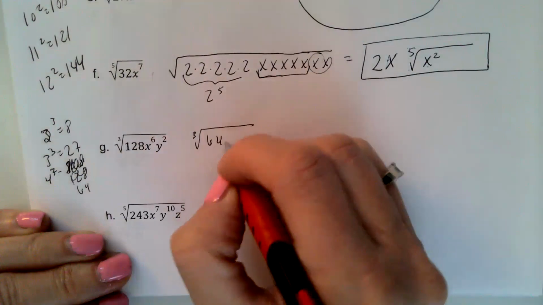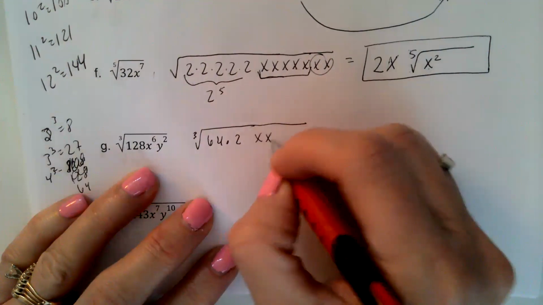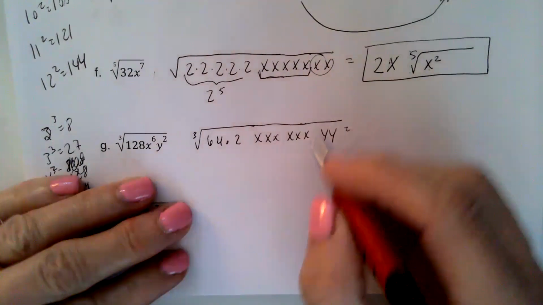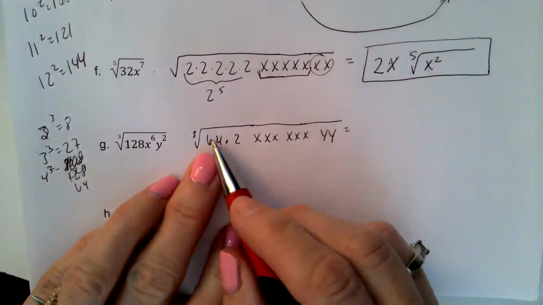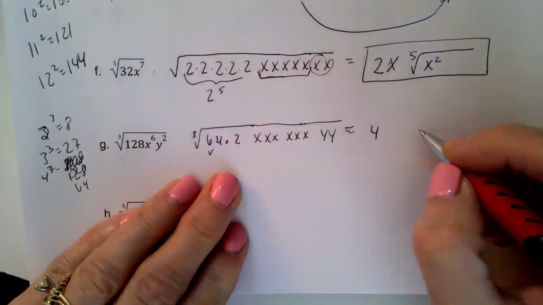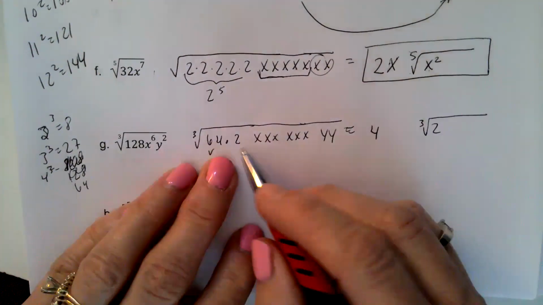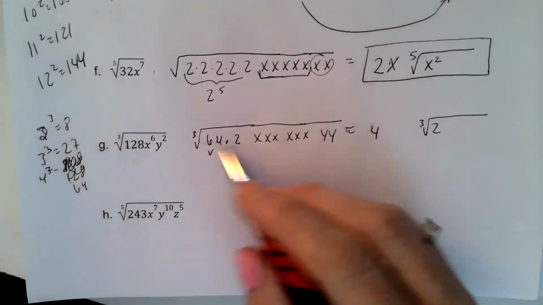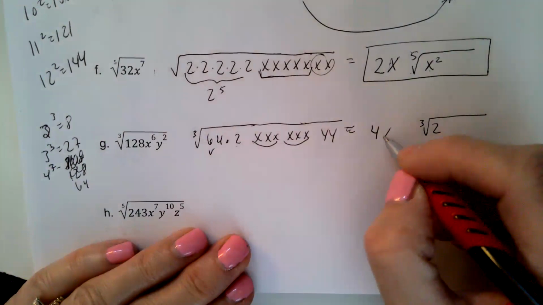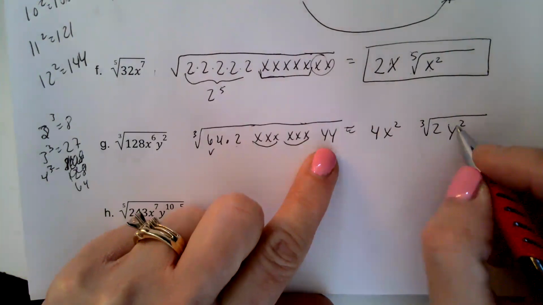So 64 times 2. And then I've got x, x, x, x, x, x, y, y. So we just said the cube root of 64 is 4. So I've got that taken care of. And then I've got a 2 that has to stay underneath the radical because it doesn't have a group of 3's. Then I've got one group of x's, 2 groups of x's. So I've got x times x, or x squared. And then the y times y doesn't have enough to come out, so y squared stays.